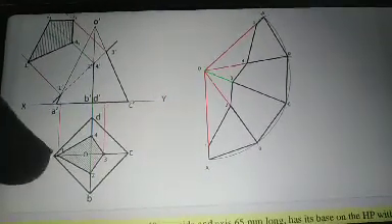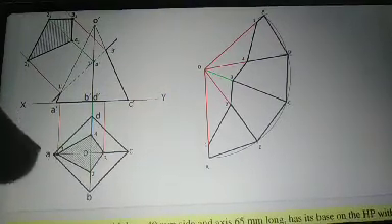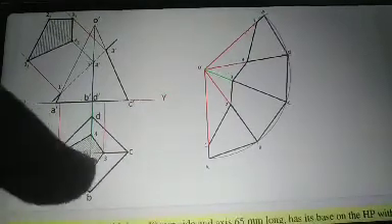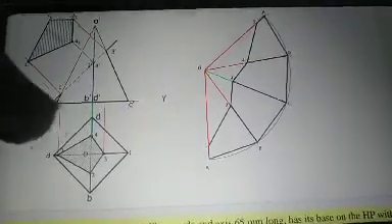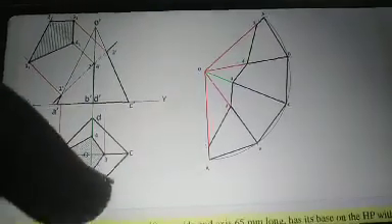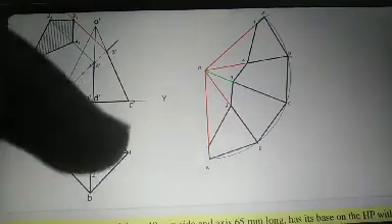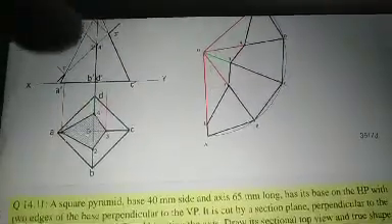Suppose that this side AB, as we extend this side AB, it is inclined at 45 degrees. As we extend this side CD, it is also inclined at 45 degrees. As we extend this AD, it is also inclined at 45 degrees. As we extend this BC, it is also inclined at 45 degrees. So how could it be drawn? It should be drawn like that.